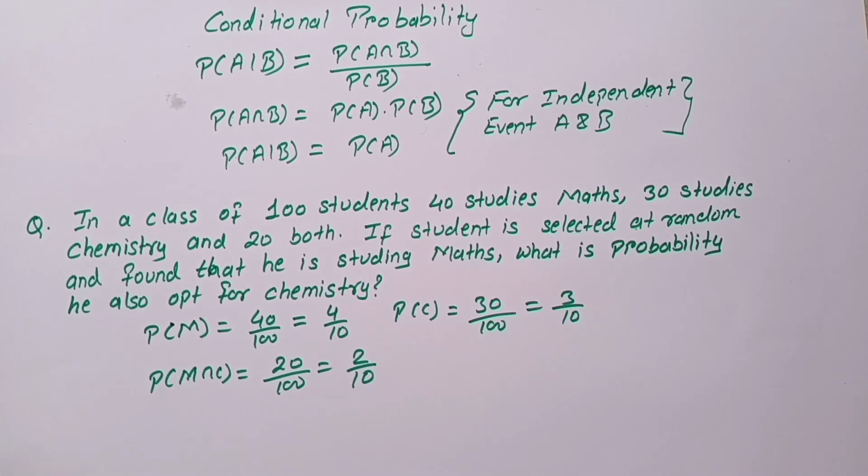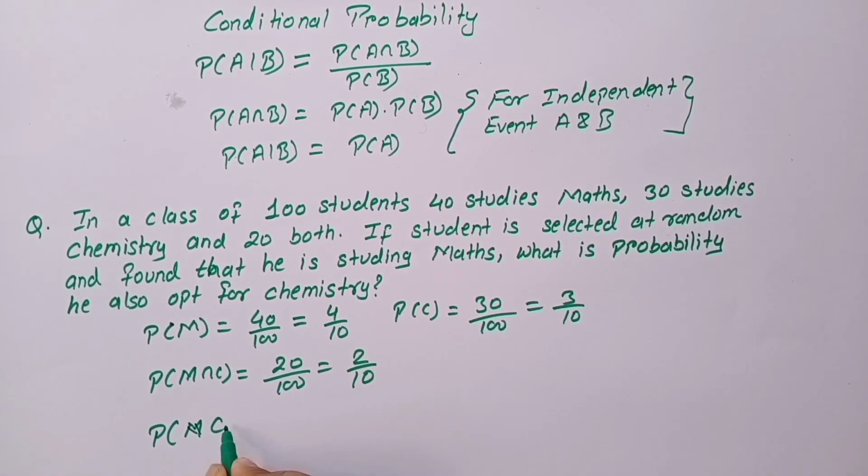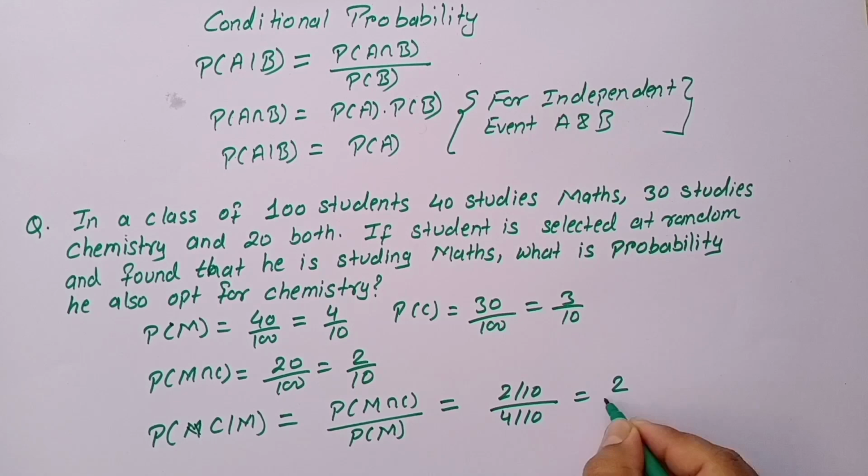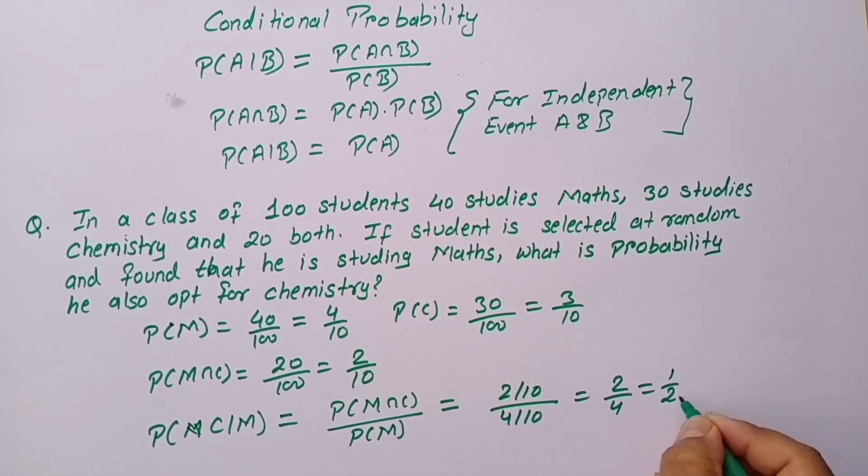Now a student is selected at random and found to be a student of mathematics. What is the probability he is also studying chemistry? So we have to calculate the probability of chemistry under maths. C under M is given by the formula probability of maths and chemistry divided by probability of maths, that is 2 by 10 divided by 4 by 10, that is 2 by 4, that is 1 by 2.